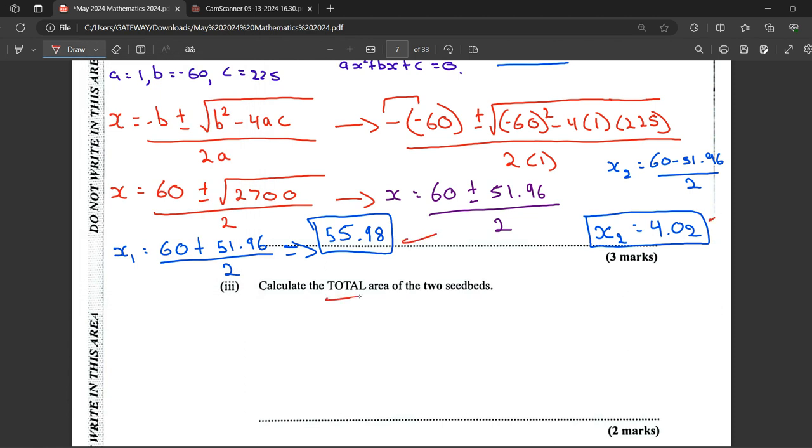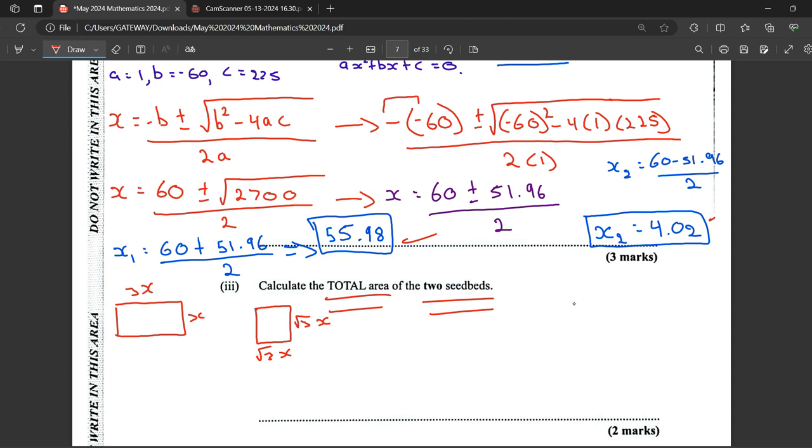Now let's calculate the total area of the two seed beds. One of the seed beds here is basically 3x by x. The next one is a square, whose side is root 3x, so the area is root 3x times root 3x, because that was y. And how did I get that for y?